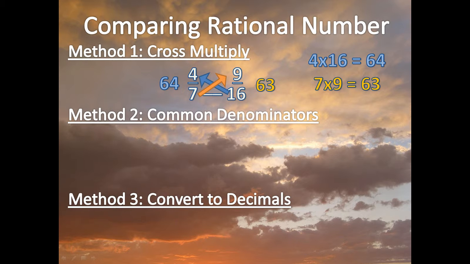So then we ask ourselves, which is bigger, 64 or 63? I would rather have $64 than $63. So therefore, 4/7 is bigger.